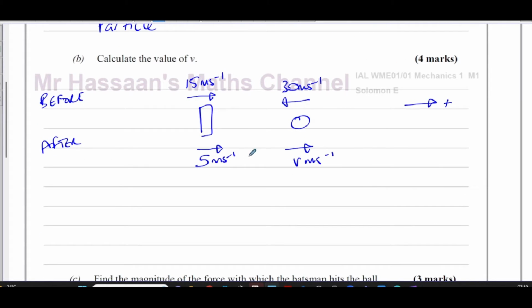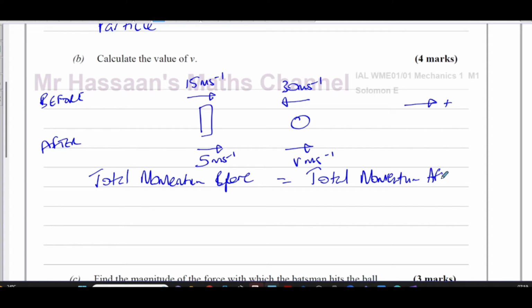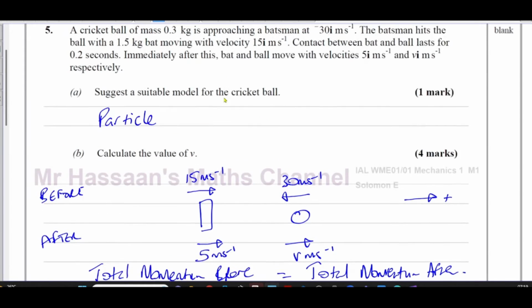What we can do here is use impulse, or we could use conservation of momentum. The conservation of linear momentum states that the total momentum before is the same as the total momentum after. So what we can say here is the total momentum before. The mass of the cricket bat is 1.5 kilograms, and the mass of the cricket ball is 0.3 kilograms.